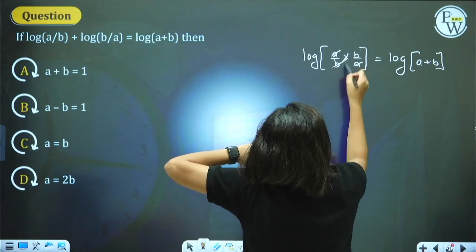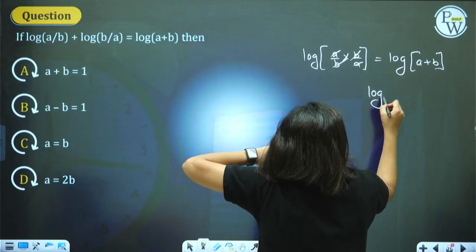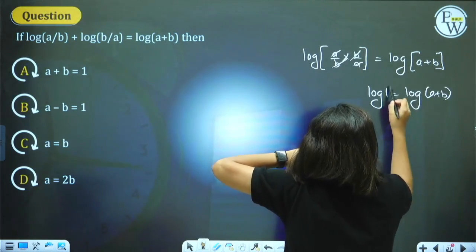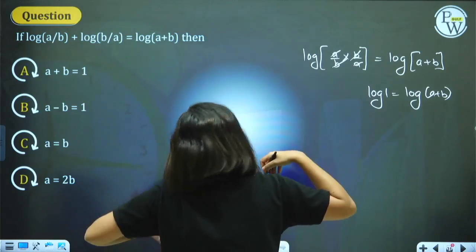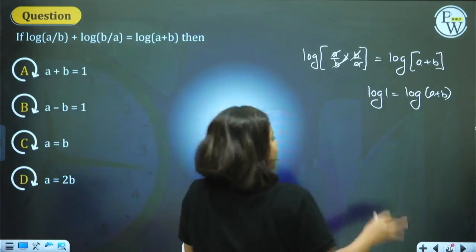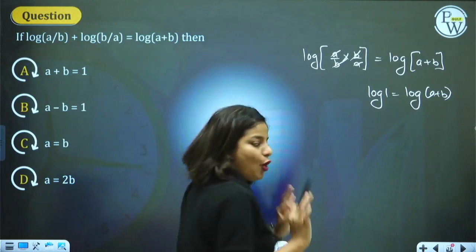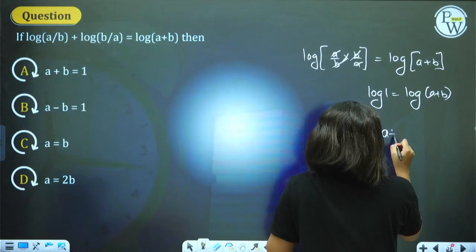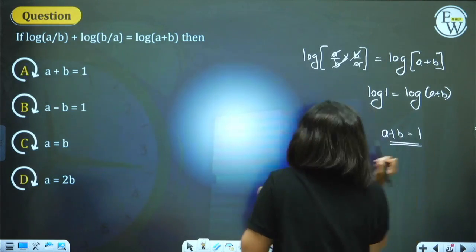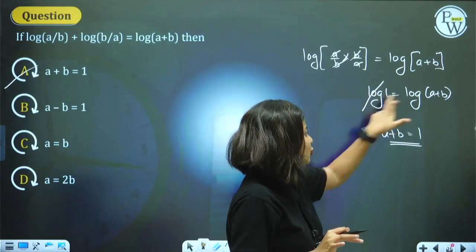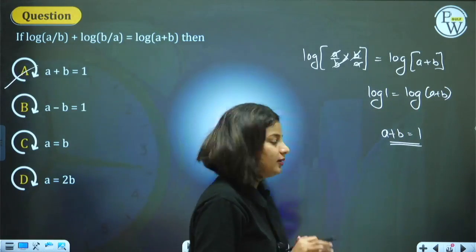A cancels, b cancels. I will be left with log 1 is equal to log of a plus b. Now what people mistake here is log 1 as 0, they go for 0. If 0 was an answer option you would have marked that, but remove log from both the sides. From both the sides, log is removed, and a plus b is equal to 1. Answer is option A.